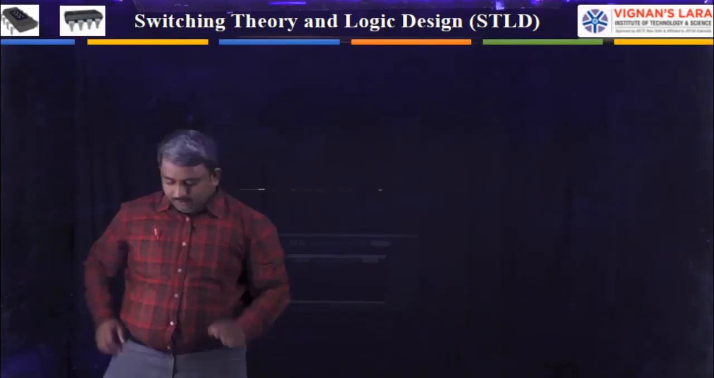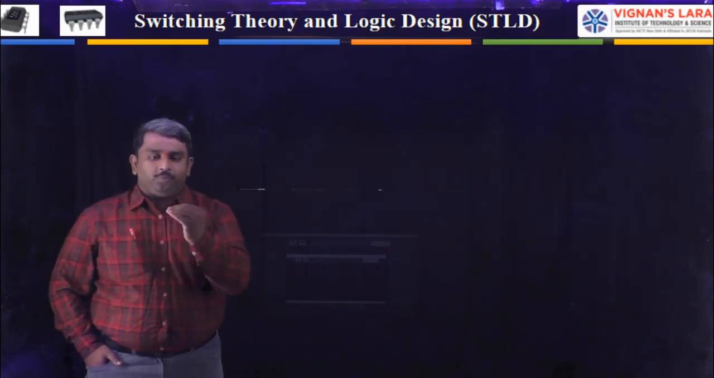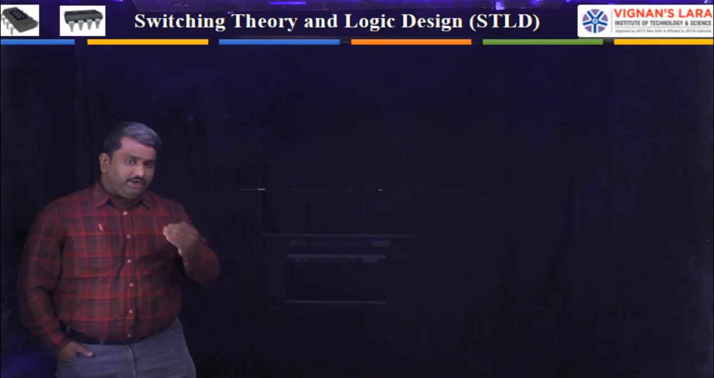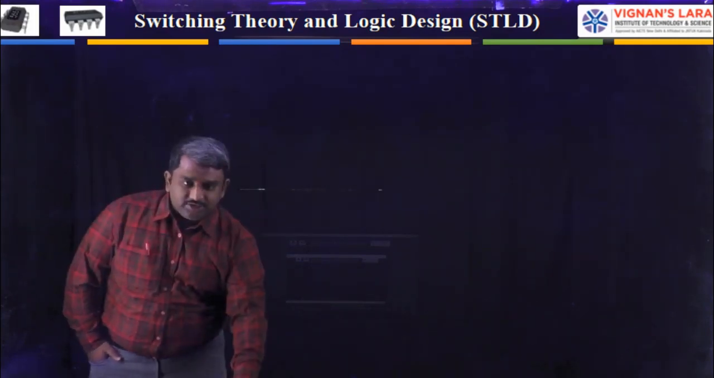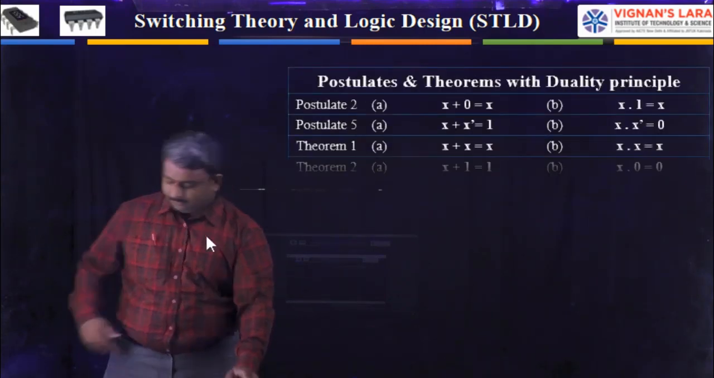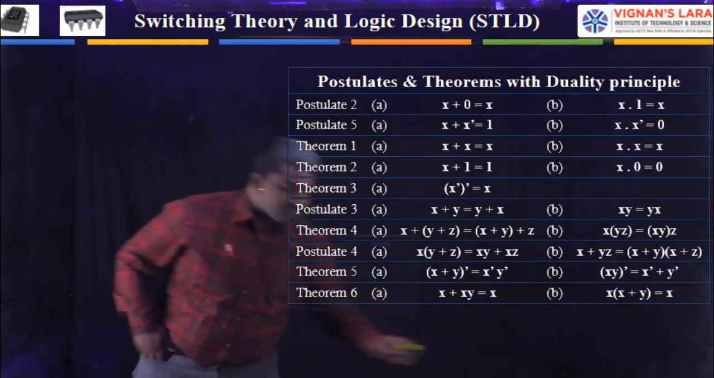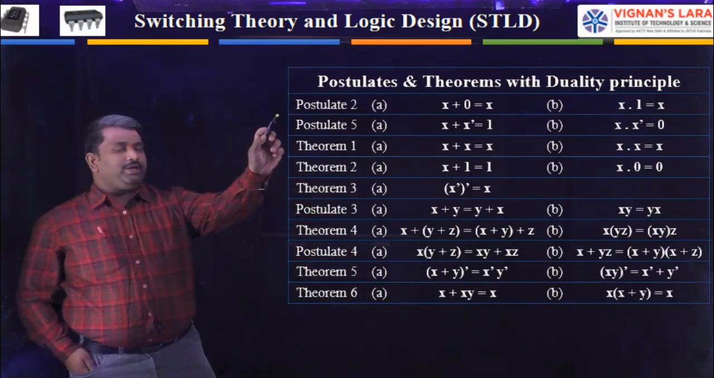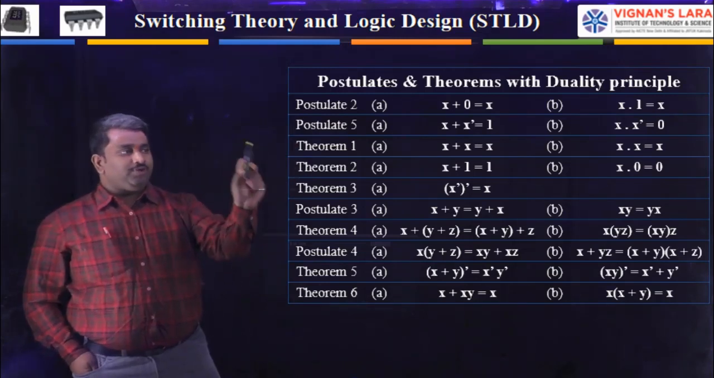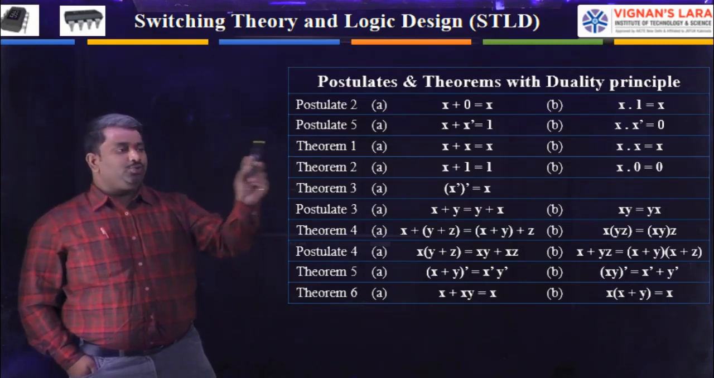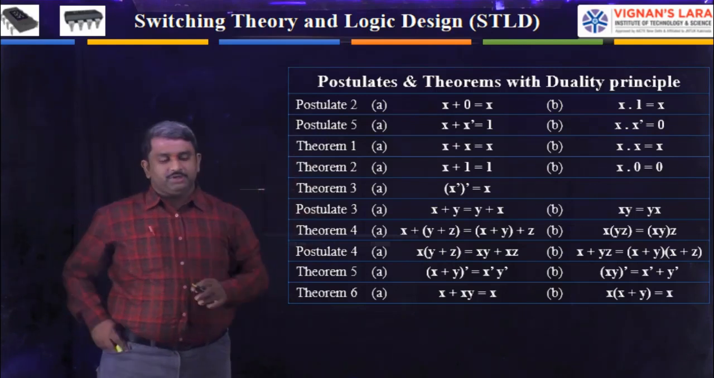For explaining this duality property, now I am taking the help of Boolean postulates and theorems. What we have learned in the Boolean postulates and theorems, there we have seen these functions. These are postulates 2a and 2b, postulates 5a, 5b, theorems 1a, 1b, theorems 2a, 2b, theorems 3a, 3b, postulate 3a. Like that, we have different types of theorems and properties.